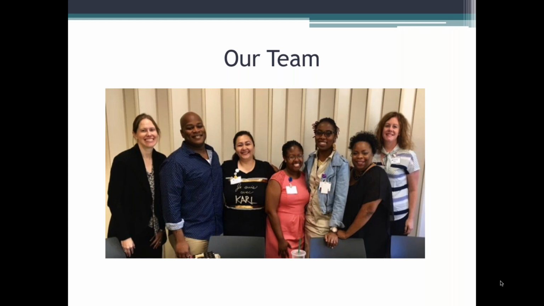Here we have a picture of our team. A couple of the legal partners are missing from the picture, but I still want to show it because one of the attorneys is there. We have 5 community health workers, and then the community health team leader, who is myself, is in the picture.